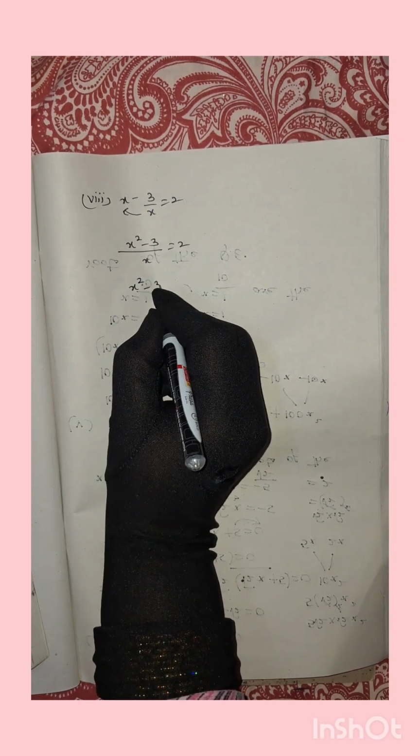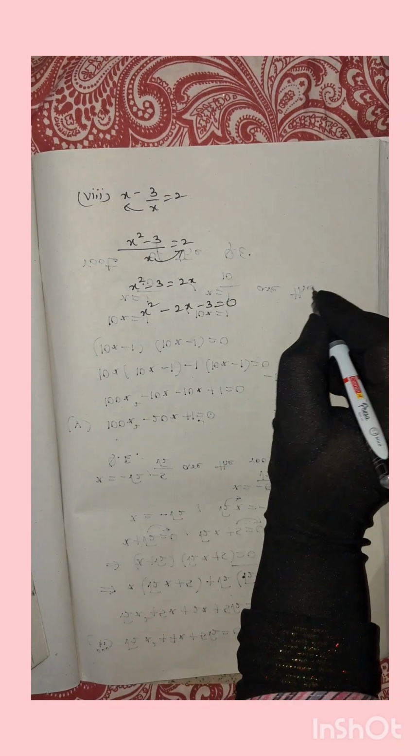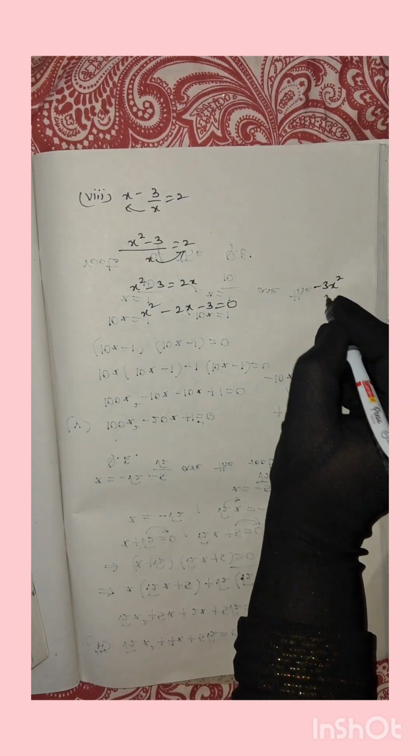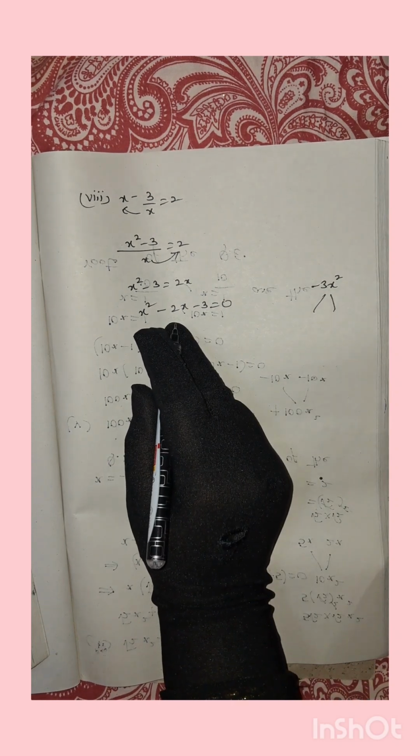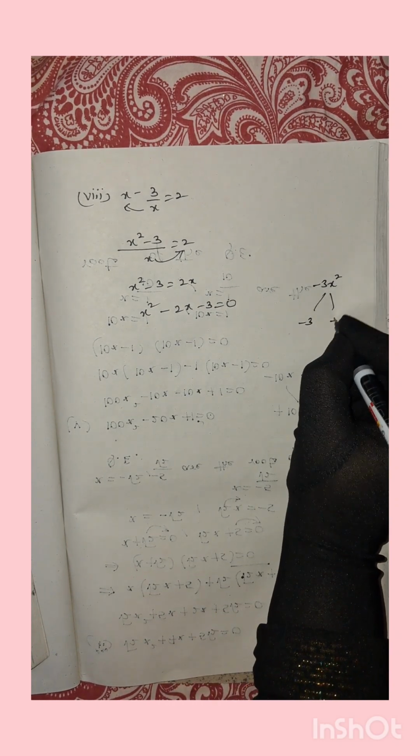So x square minus 3, this x I am sending that side, it will be 2x. So x square, I am taking this side, will be minus 2x minus 3 is equal to 0. So again this one same, minus 3x square you should get, but when you add or subtract you should get minus 2x. So if I take minus 3 plus 1, it will be anyhow minus 2x, right?